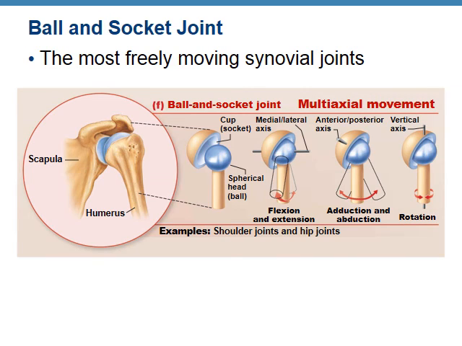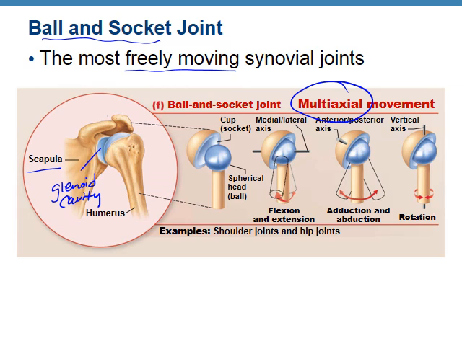So the sixth and final synovial joint type is the ball and socket. This is the most freely movable synovial joint. It's the only one that's multi-axial. So because of the ball and socket, like the scapula, and we should know this is the glenoid cavity. So looking at this joint and moving your arm, you basically have a free range of motion. You can completely circumduct the arm. So this is the only multi-axial type of synovial joint.